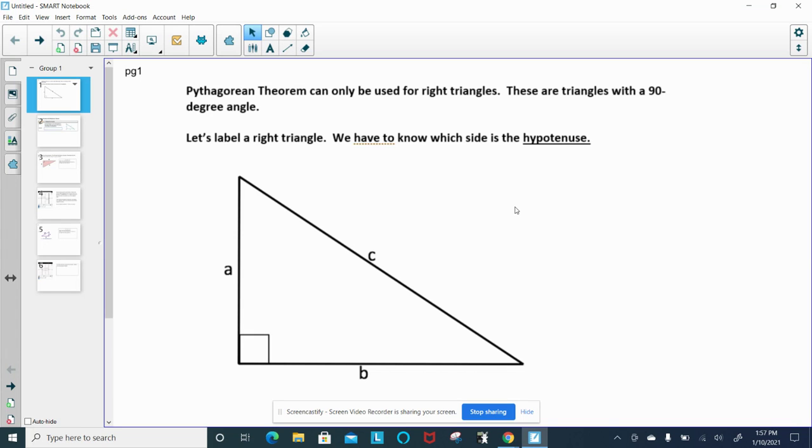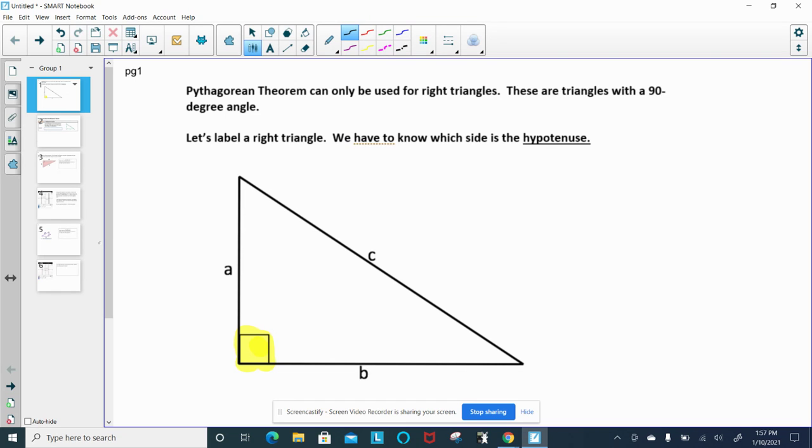Today is the first day of the new packet concerning right triangles. And remember that right triangles are triangles that have a 90-degree angle. And here you can see, I'm going to grab my highlighter, the 90-degree angle being shown by the little box. It's going to be really important that we remember that.